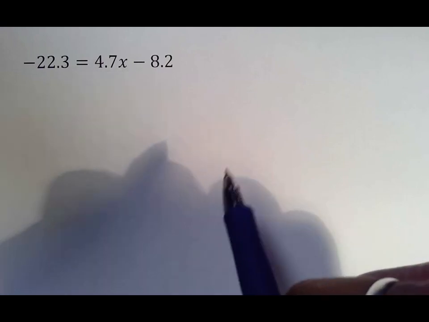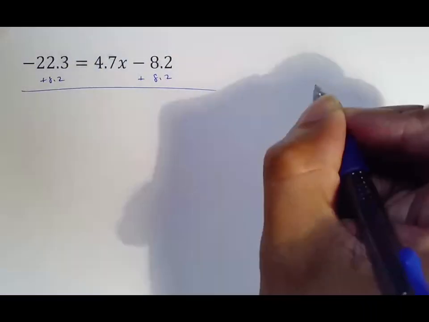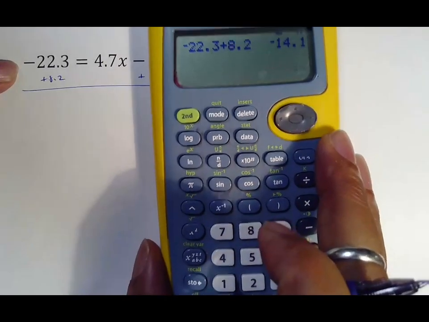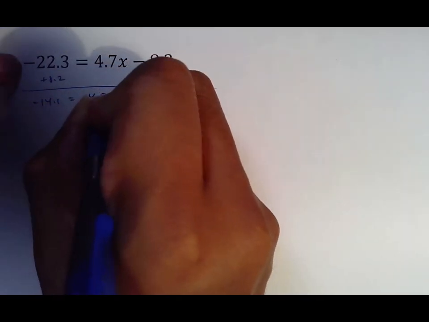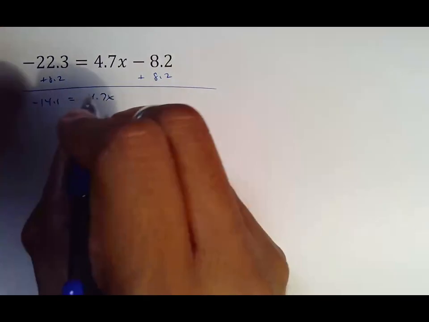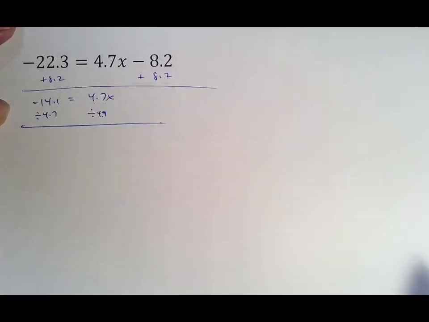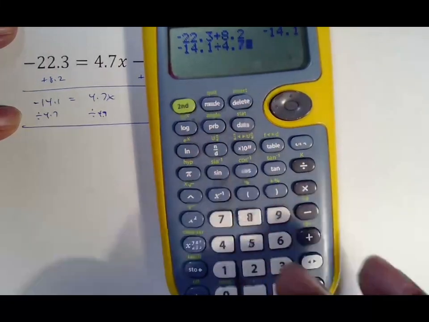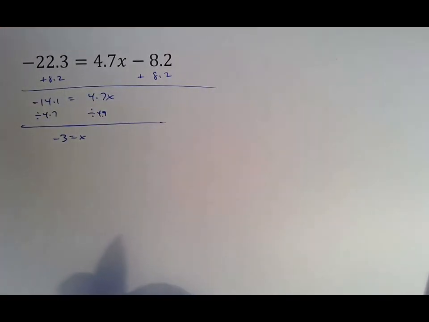Negative 22.3 equals 4.7x minus 8.2. In this case, we are going to add the 8.2 first. So we type negative 22.3 plus 8.2, which is negative 14.1, equals 4.7x. Now we want to divide by 4.7. And again, all you have to do is take your calculator and type it in. Negative 14.1 divided by 4.7 equals negative 3. And that's it. All right, so for the most part, that's all that you have to worry about doing.